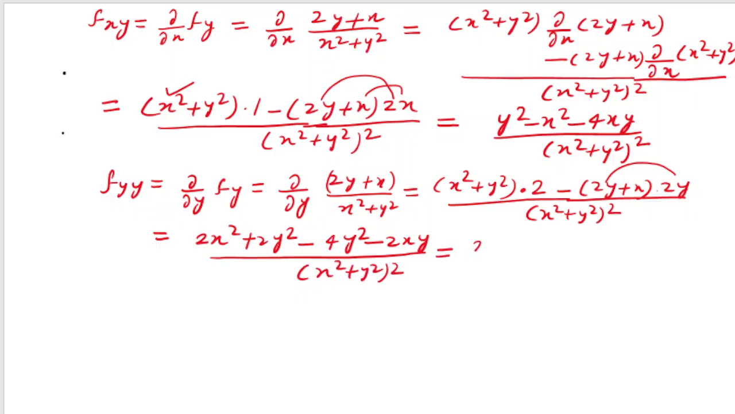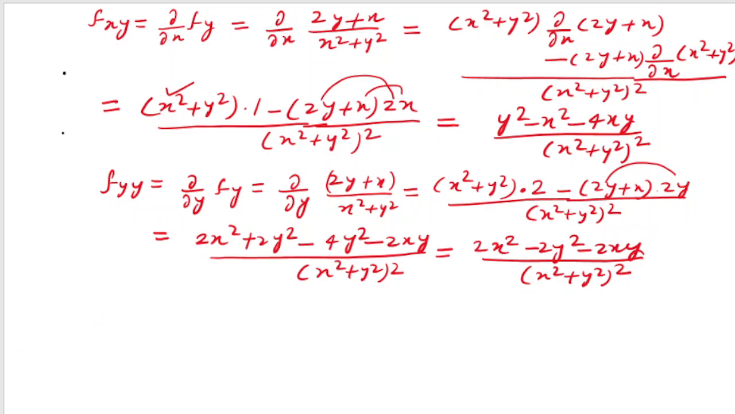So 2y square plus, not 2y square, 2x square, because y is coming with a negative sign, so I will write it later. So 2x square and then minus 2y square minus 2y square, and then minus 2xy divided by x square plus y square whole square. Okay.